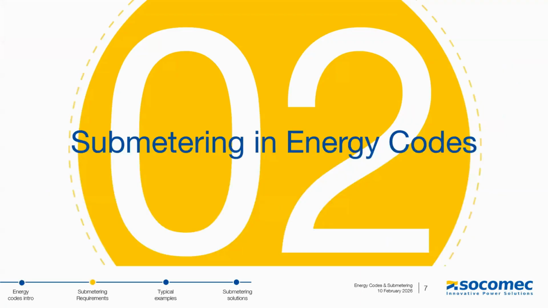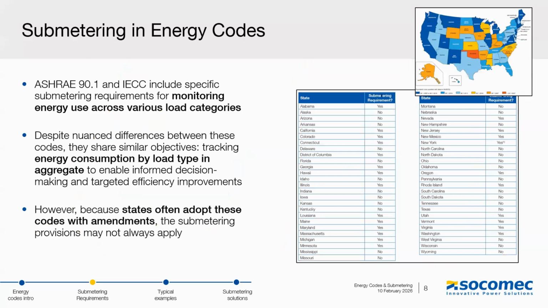So let's look at the submetering requirements in the energy codes. There's specific requirements. One of them is to monitor energy use across multiple load categories. So we'll see that in the next few slides. There's a few differences in the codes, but at the end of the day, they share similar objectives. The goal is to really track energy consumption to be able to make informed decisions.